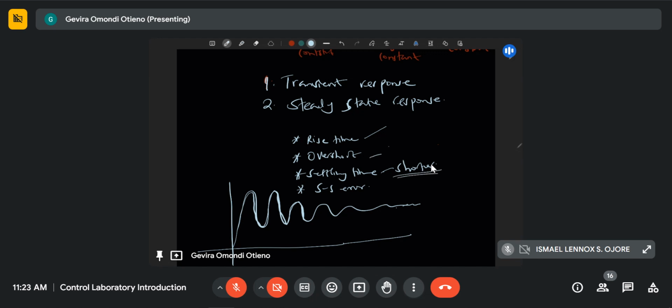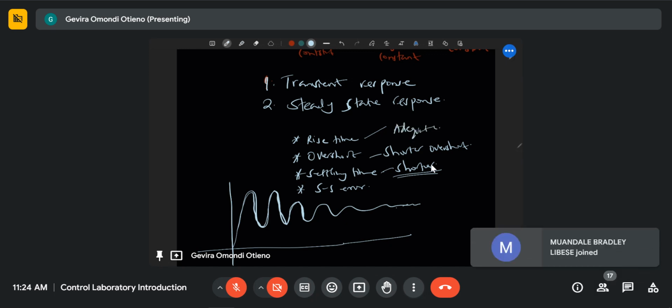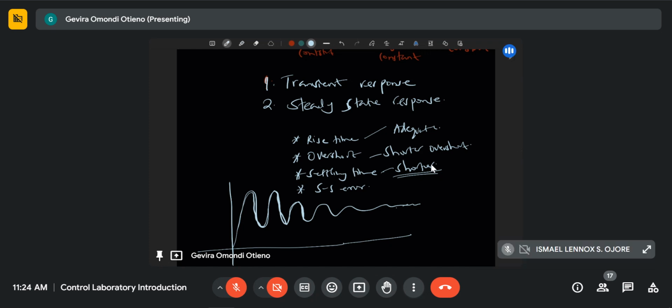We need a small overshoot. We need the rise time should not be very high. Okay, should be an adequate rise time. I don't know what values we'd be looking at. Some of this you'd be asked to adjust on your own and figure out the best response you can get.